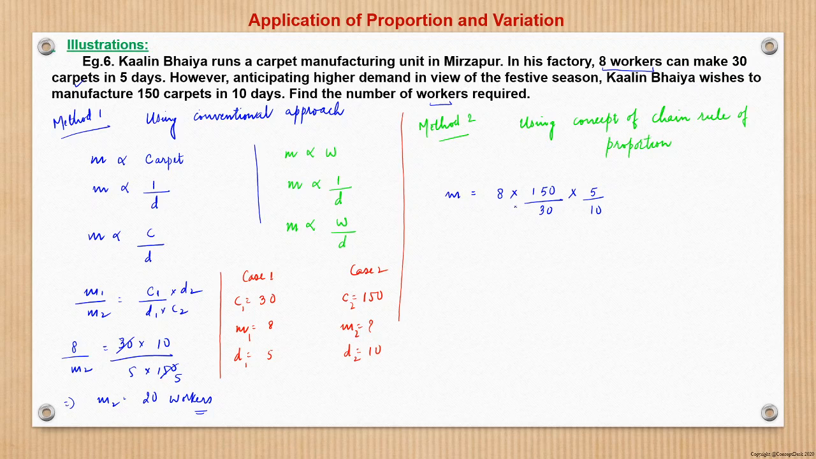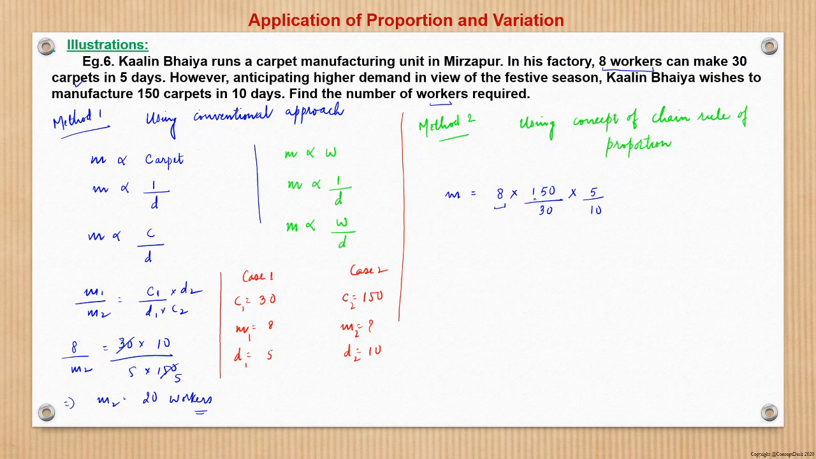Basically, since manpower and days are inversely related, if the number of days is doubled, the manpower would be half. So this manpower is basically half, 5 by 10 becomes 1 by 2. This concept will become even more clear when we see other examples also, but this is the basic concept. What we do, we start with the given quantity, which is 8, the initial number of workers, while we have to find the number of workers m.